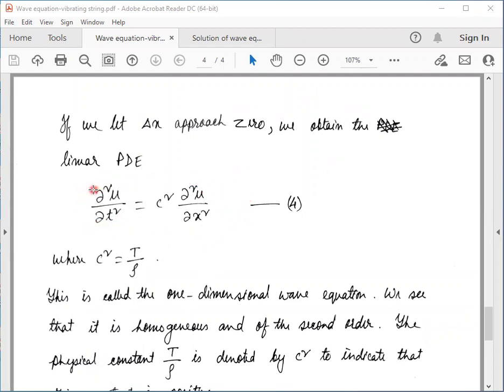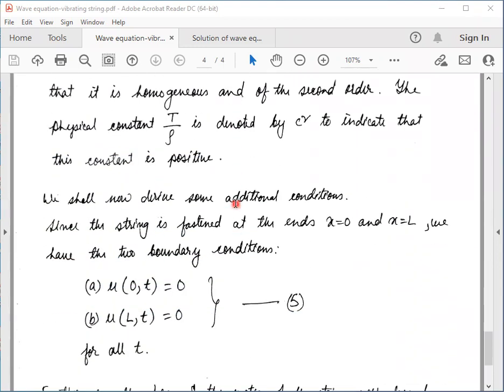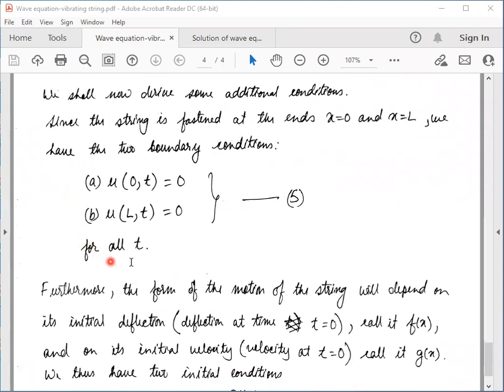This is a very important equation, and we are going to solve this equation subject to the boundary conditions. These are the boundary conditions. Here, one end of the string is fixed, that is at x equal to 0. The string is fixed, so there will be no displacement, that is the displacement will be 0. And the other end at x equal to L is also fixed. That means at x equal to L, there will be no displacement also. And this is true for all times.